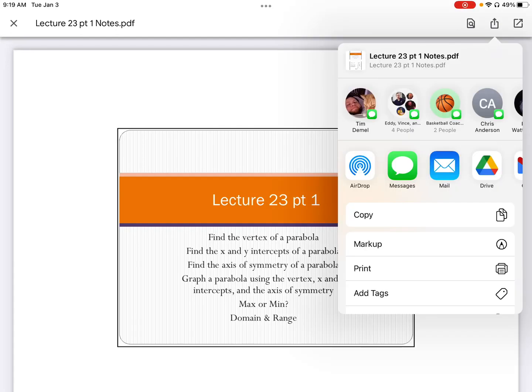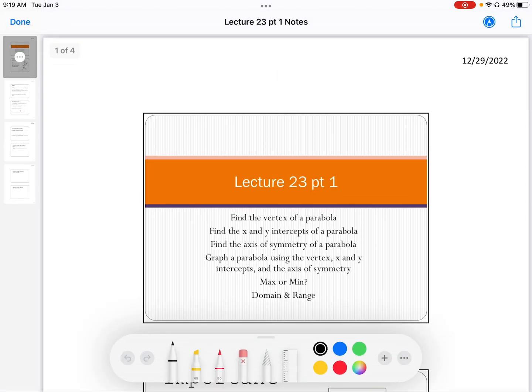Okay, we are going to be talking about finding the vertex of a parabola, finding the x and y intercepts of a parabola, finding the axis of symmetry of a parabola, and then we're going to be graphing those things. After we do that, we're going to do a little bit with some stuff that you do after you graph, but this first video, we're going to focus just simply on the graphing part of it.